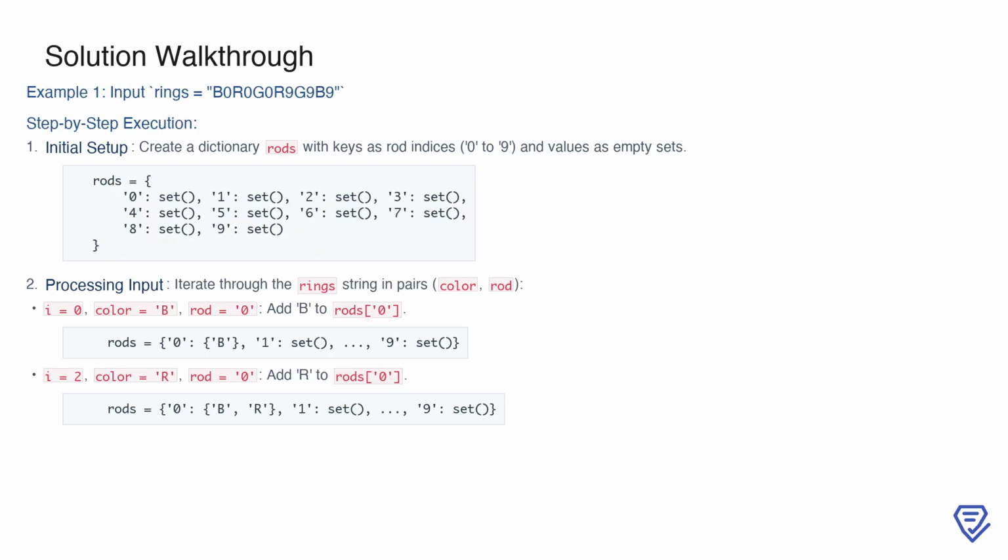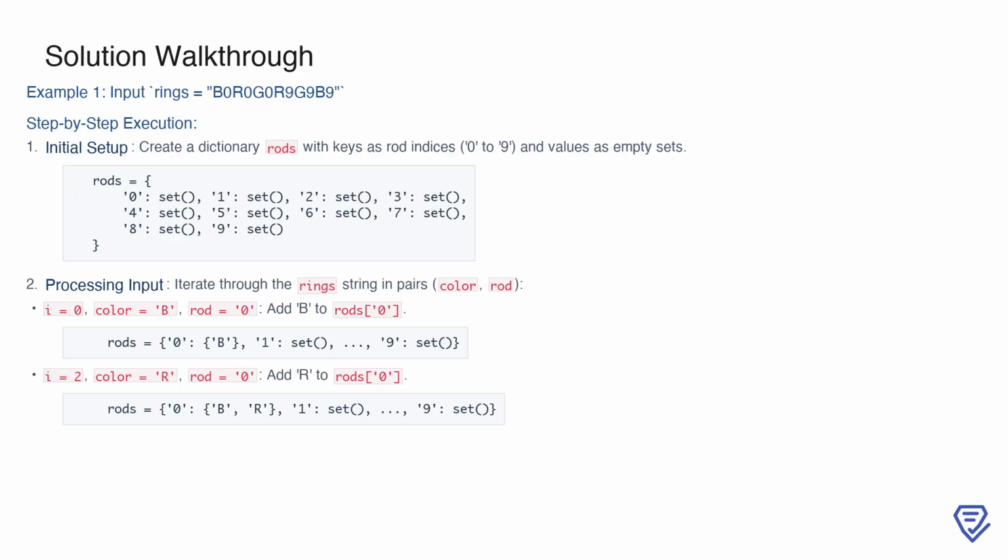To solve this problem, we start by initializing a dictionary called rods. This dictionary will have keys as rod indices, ranging from 0 to 9, and the corresponding values will be empty sets. Each set will store the colors of rings associated with that rod. Next, we process the input string rings, which is structured in pairs, where each pair consists of a color and a rod index. As we iterate through the input, we add the given color to the appropriate rod set.